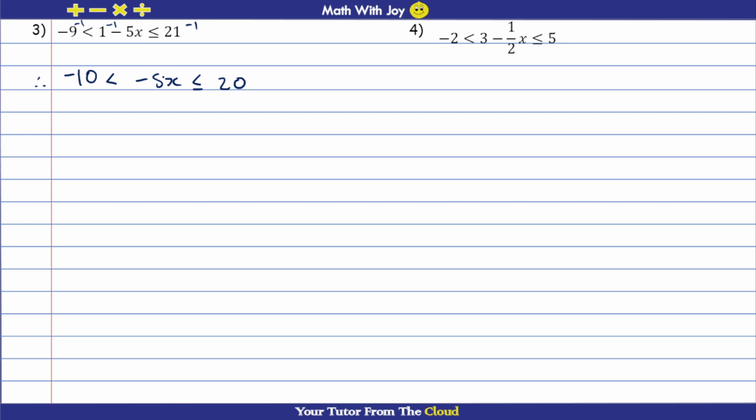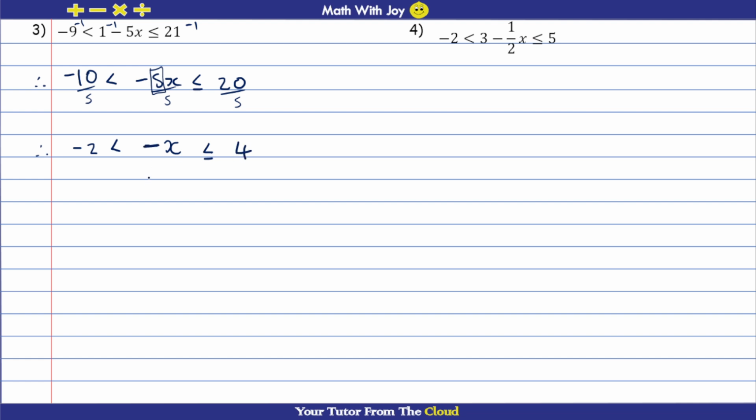Now let's first get rid of the 5. I want to get rid of the negative 5, but let's get rid of the 5 first, because when you get rid of a negative, something special happens and you must remember. So let's get rid of the 5 by dividing by 5 here. I divide by 5 there, I divide by 5 there. So what we do in the middle, you do on the ends as well, left and right ends. So we have here minus 2 is smaller than minus x is smaller or equal to 4.